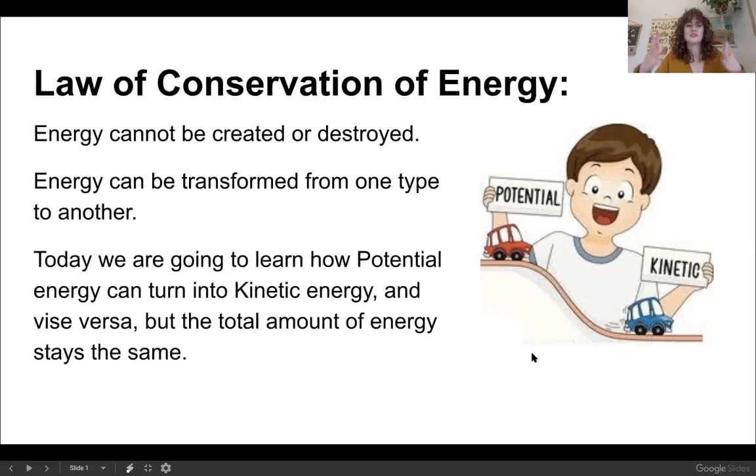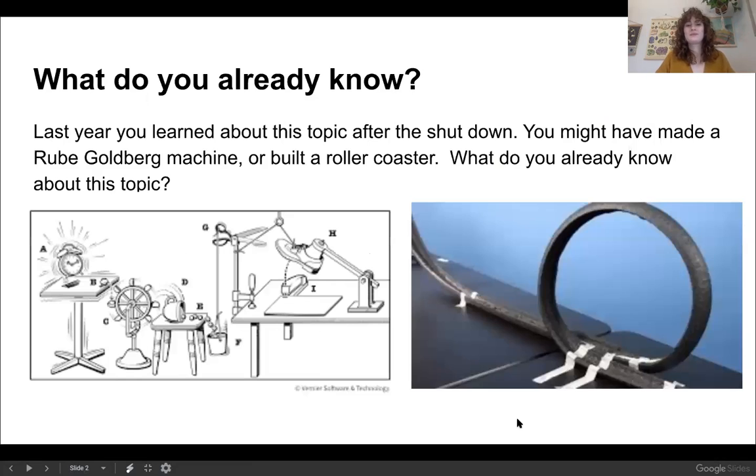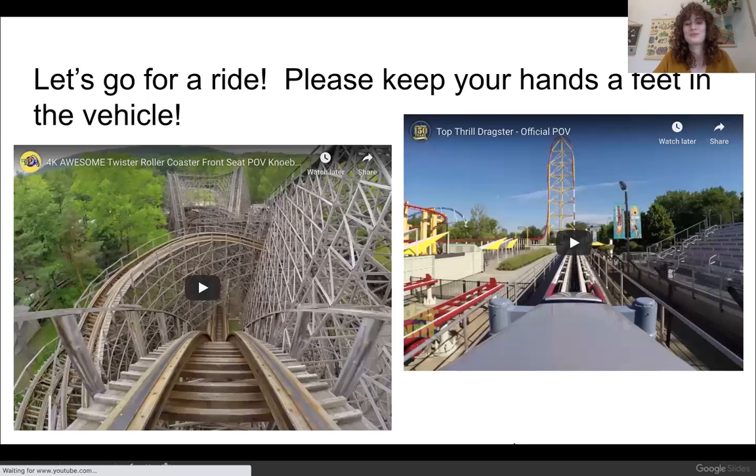Today, we're going to learn how potential energy can turn into kinetic energy and vice versa, but the total amount of energy stays the same. Actually, in 6th grade science, you should have learned this, but we know that this happened during the shutdown, and many of you probably missed instruction. So this is a lot of what you missed in that last part of 6th grade science.